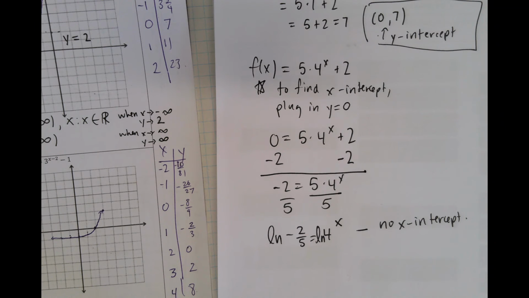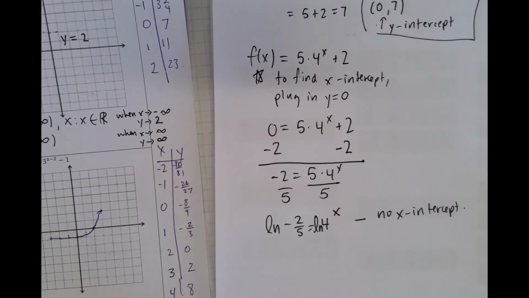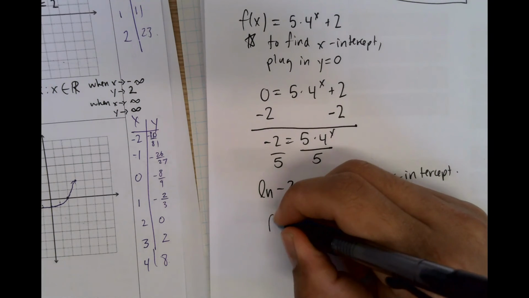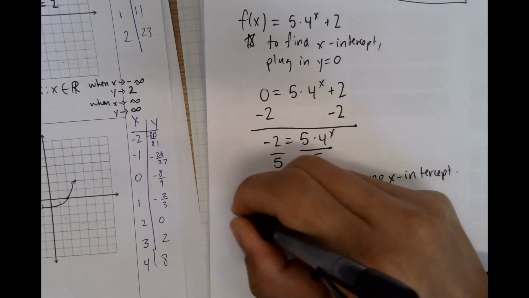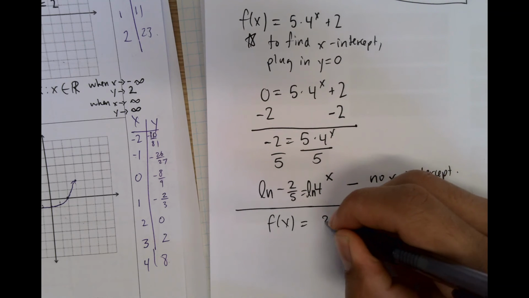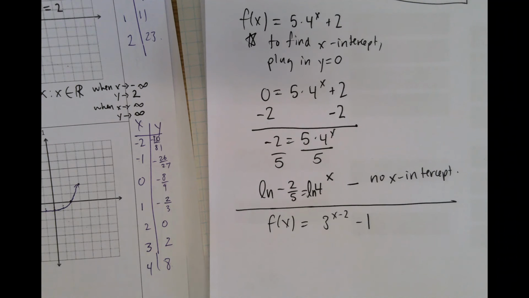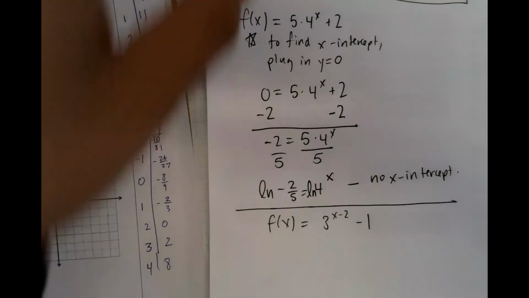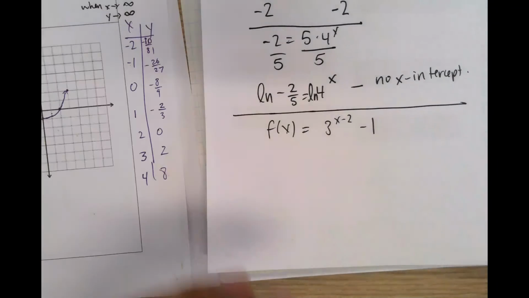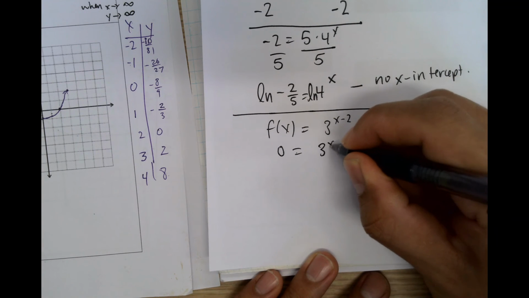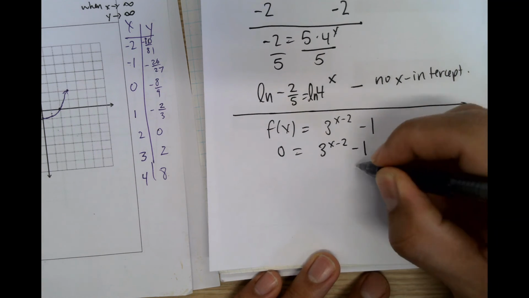Okay, I want to show you what it looks like when we do have an x-intercept. So if you look at number 8 on your problem, which is the corner one, we have f(x) equal to 3^(x-2) minus 1. In this case, again, you plug in for y is equal to 0. We have 0 equals 3^(x-2) minus 1. We add 1 to both sides.